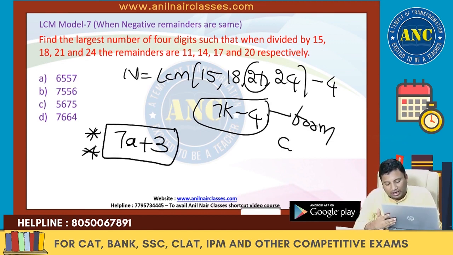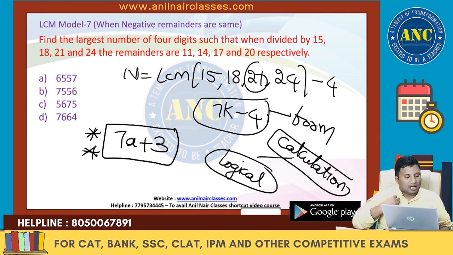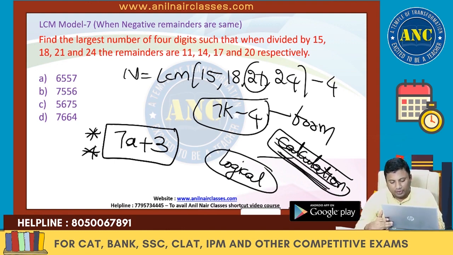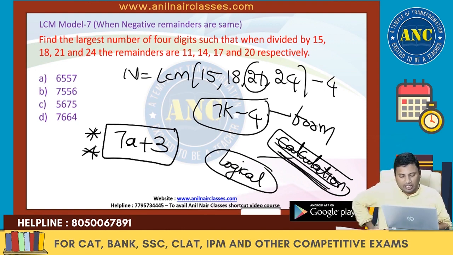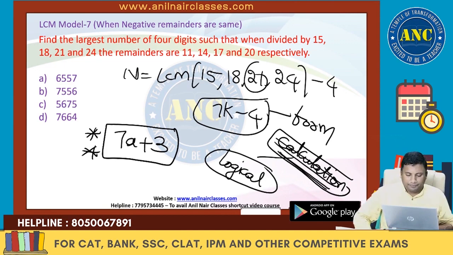Don't worry about the calculation mistakes. I am known for it. Understand the logic. Because I am bad at calculation, every time I miss 100 percentile all over India only because of calculation mistakes. My logic on the subject is extremely strong. 7k minus 4. I hope you got the idea. Idea is clear, right?